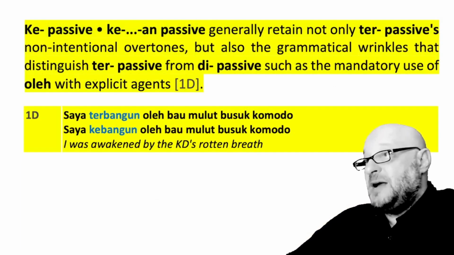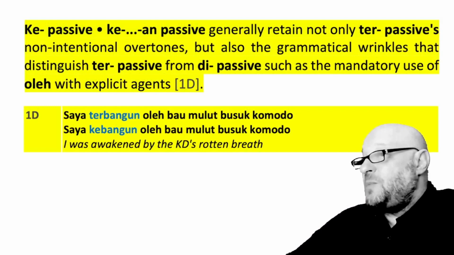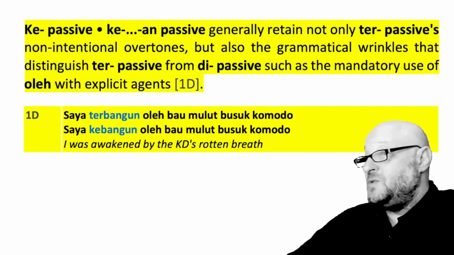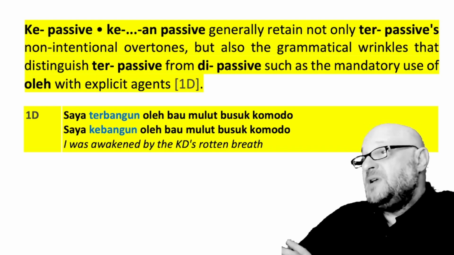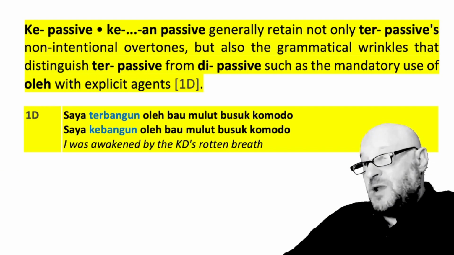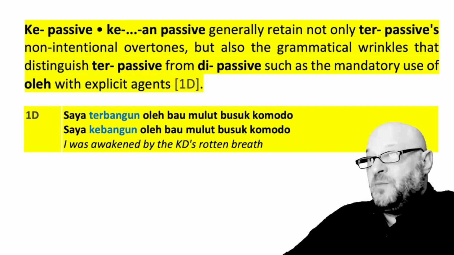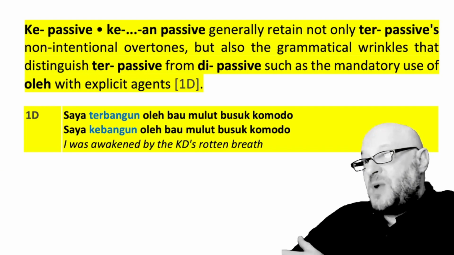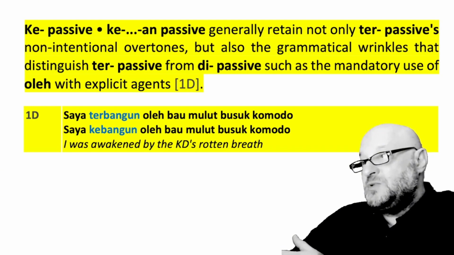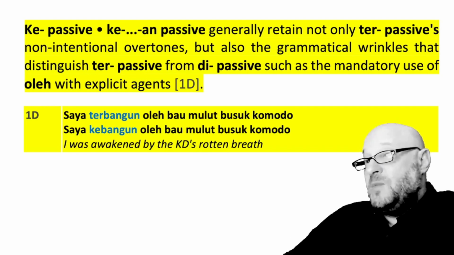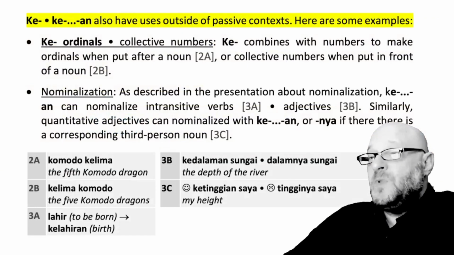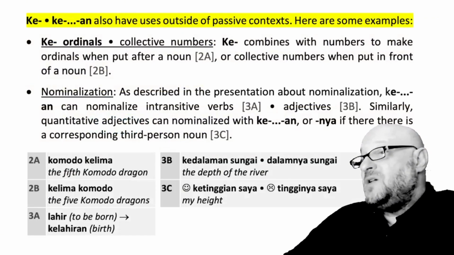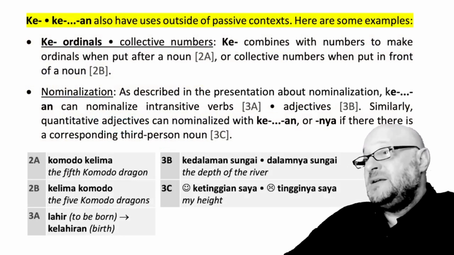Ke-passive, ke-unpassive generally retain not only ter-passive's non-intentional overtones, but also the grammatical wrinkles that distinguish ter-passive from di-passive, such as the mandatory use of oleh with explicit agents. 1d, saya terbangun oleh bau mulut busuk Komodo. I was awakened by the Komodo dragon's rotten breath. In ke-an form, it is saya kebangun oleh bau mulut busuk Komodo. Ke-an also has uses outside of passive contexts. Here are some examples.